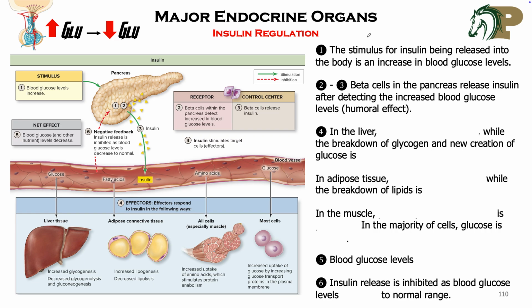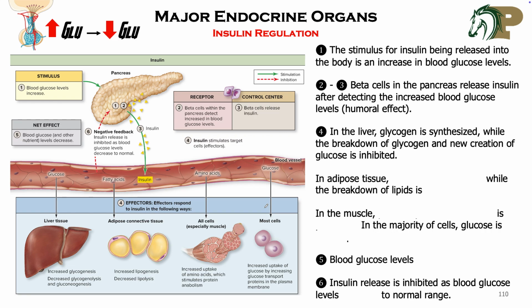And remember, this is a humoral effect. Insulin will make its way into the bloodstream and will travel to these areas here: the liver, adipose connective tissue, muscle, and then most cells. In the liver, glycogen is synthesized, while the breakdown of glycogen and new creation of glucose is inhibited.